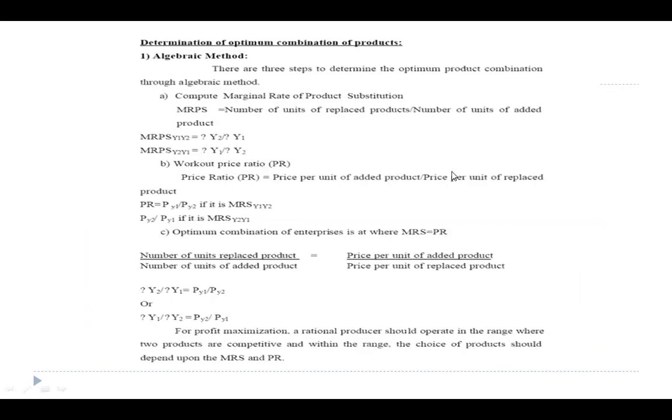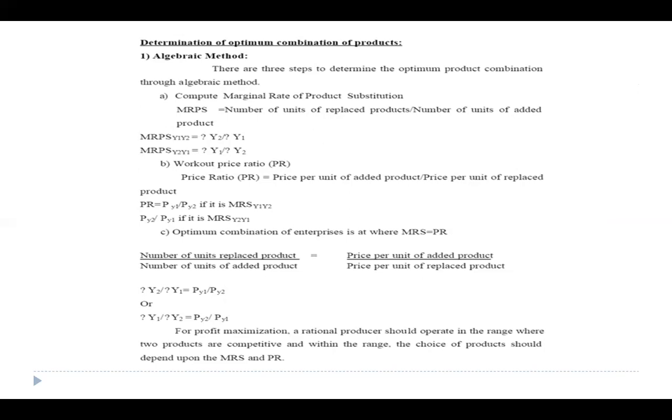Hello student, in this video we continue with product-product relationship, and in this we see the next point about determination of optimum combinations of two products. So in this product-product relationship we determine optimum product combination with the help of three methods. In that, first one is algebraic method. There are three steps in determination of optimum product combination through algebraic method.